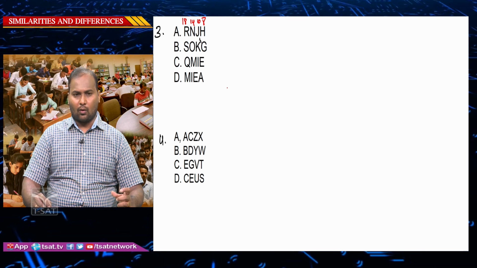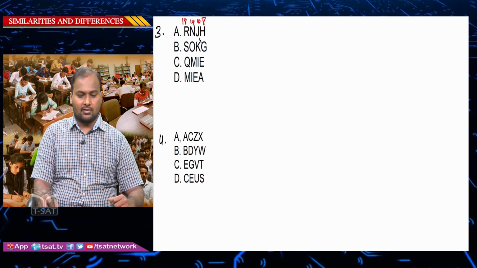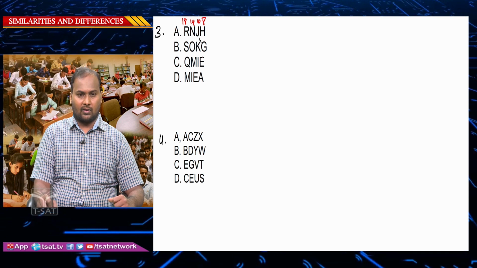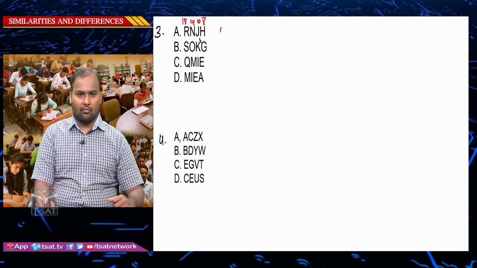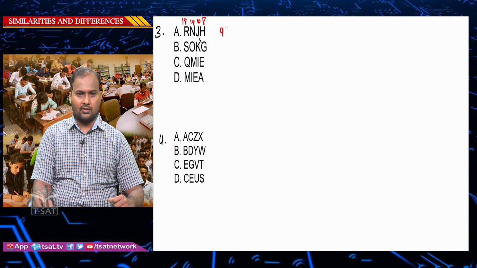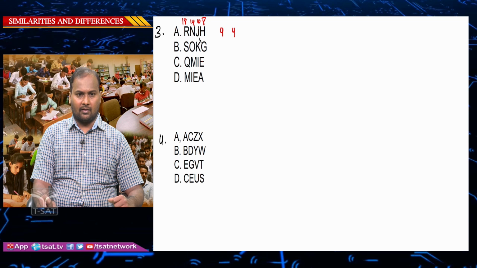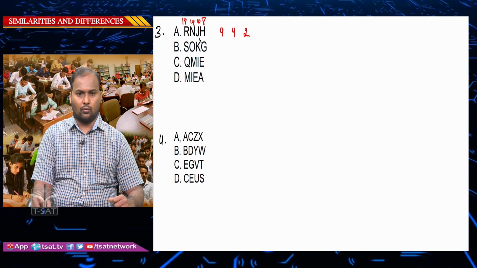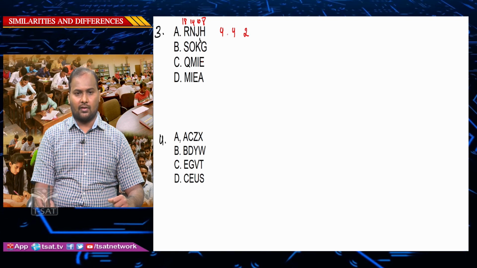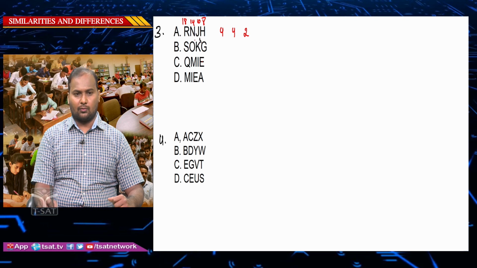We know that. Once you know this, see the difference. What is the difference I can see between R and N? The difference between R and N is 4. In the same way, N and J is also 4. But the difference between J and H is only 2. Right? So the difference is 4, 4, 2. Now come to option B.